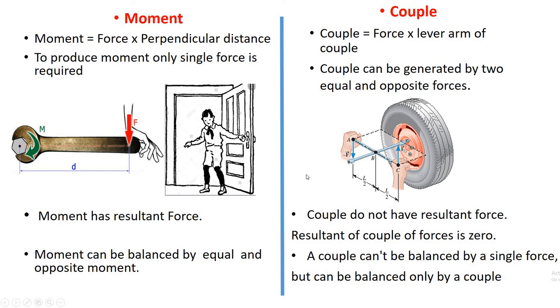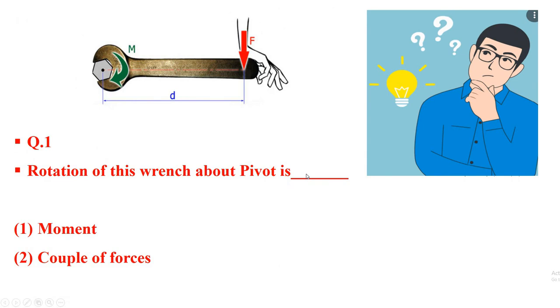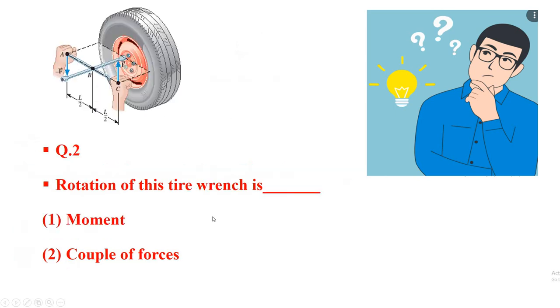So I hope the concept of moment and couple is clear. Now it's time for a question. Rotation of this wrench about the pivot is a moment or a couple of forces? It is a moment because only one force is applied. Now rotation of this tire wrench is a moment or a couple of forces? It is a couple of forces because for this, two equal and opposite forces are applied.